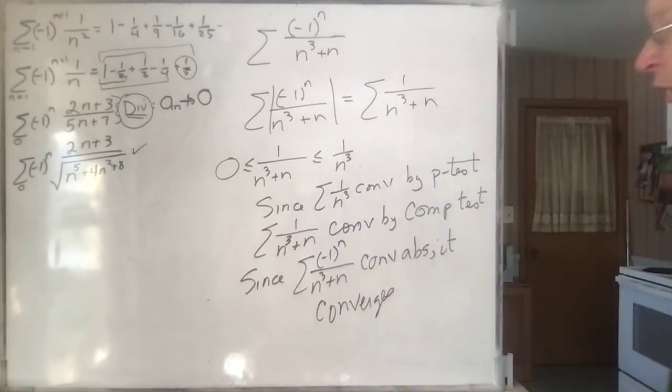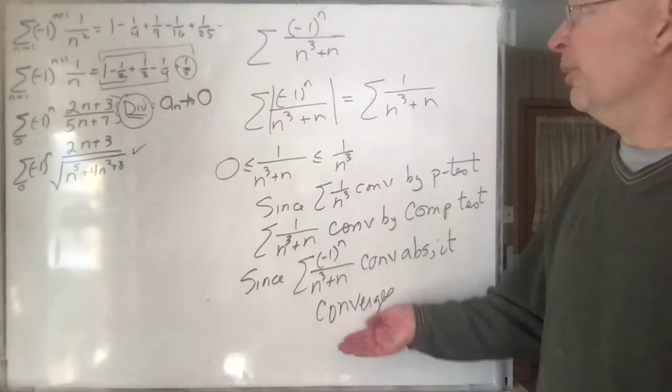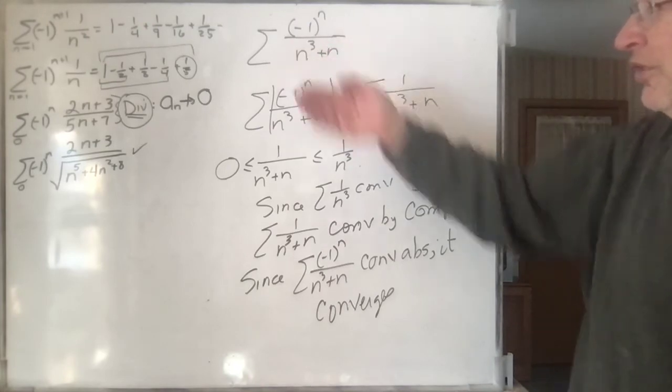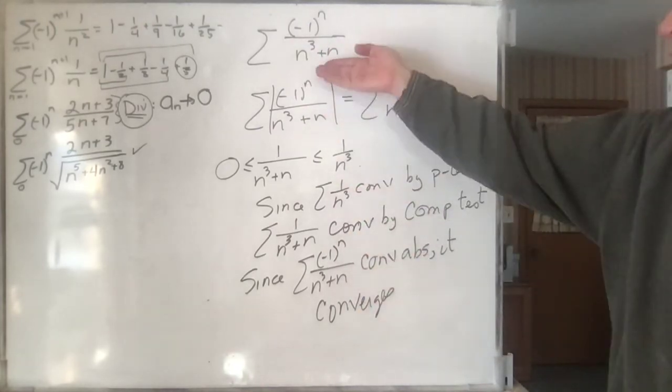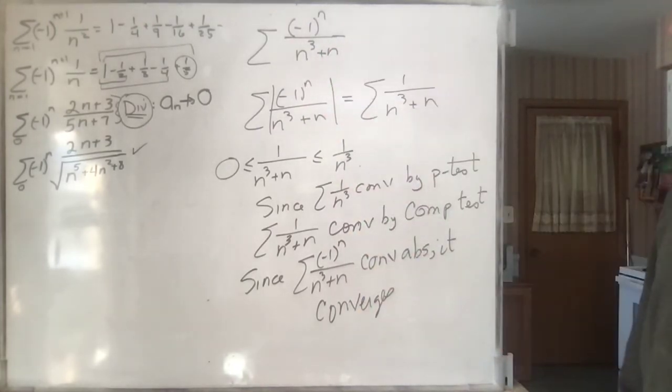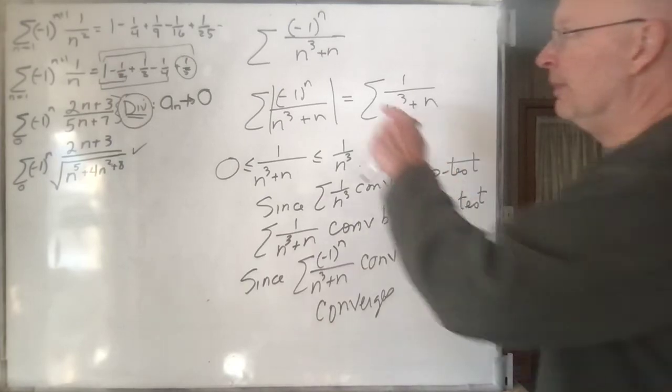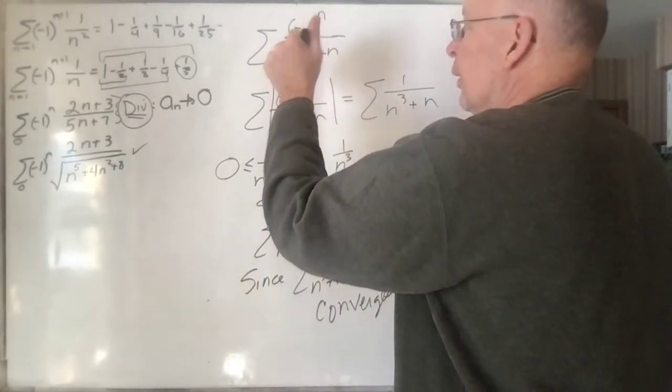Okay? So I know I can say two things about it. I can say it converges, which it does, and I can also say it converges absolutely, because it doesn't require those negatives in order to make everything cancel out. Okay? What if this were a square root of n instead?